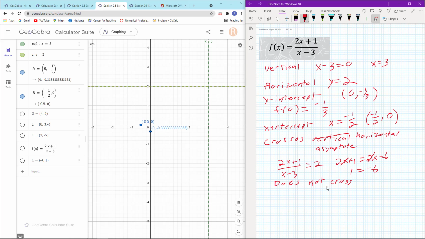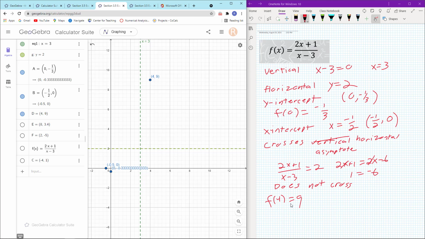So we have basically our asymptotes, but we only have 2 points, so it might be a good idea to do a few other points. It turns out that if you evaluate the function at 4, you get 9. That's this point right here. If you evaluate the exact same function at 8, you'll get 3 2/5 or 3.4. That is this point right here, (8, 3.4).